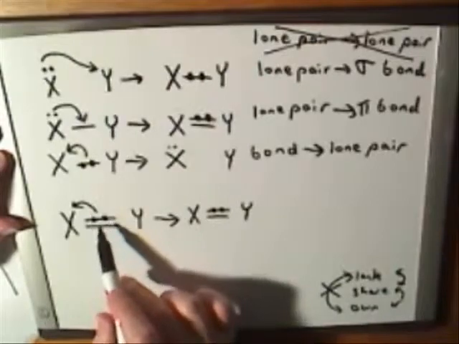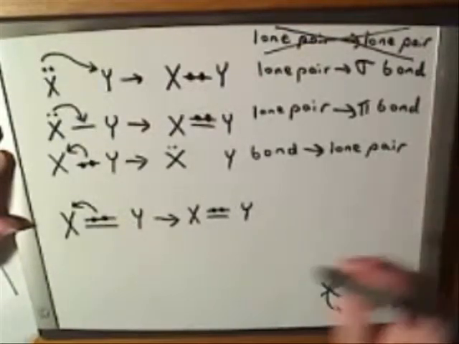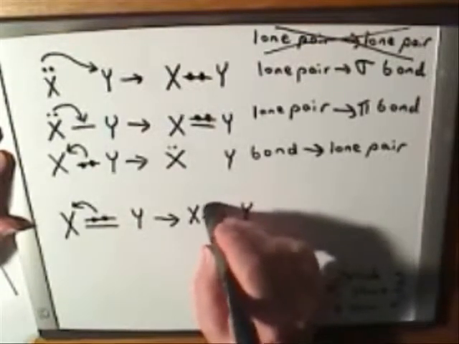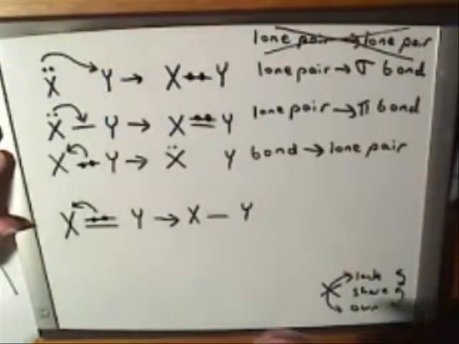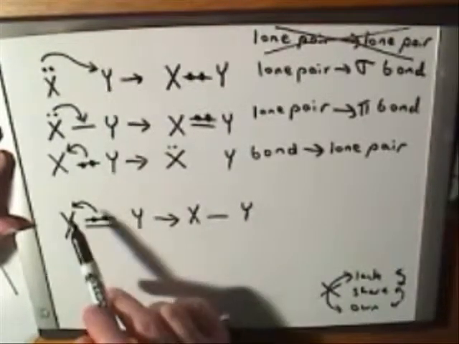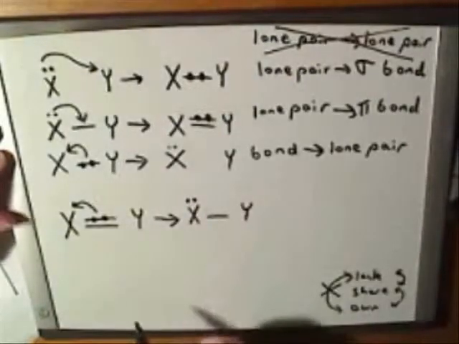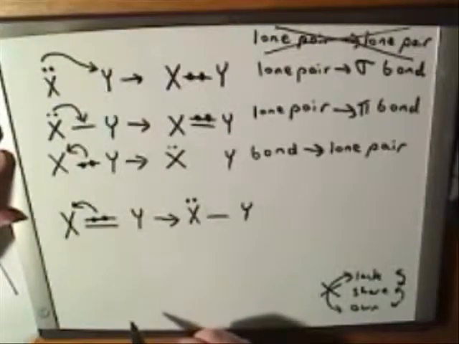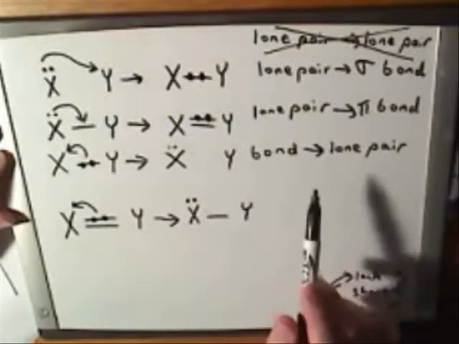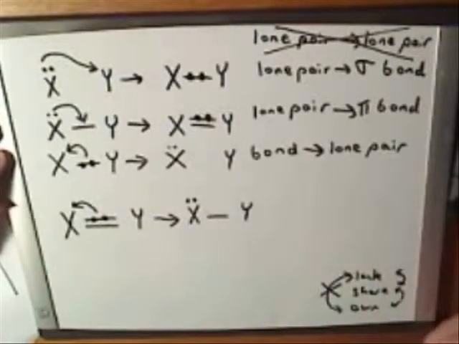And since the tail is on that bond, I should actually go ahead and erase the bond over here in the products. And where is that pair of electrons going to go to? Well, the head of the arrow is on the X, so that pair of electrons ends up on the X. So again, we had a transition of electrons from a bond to a lone pair.